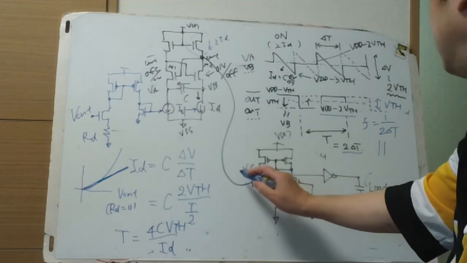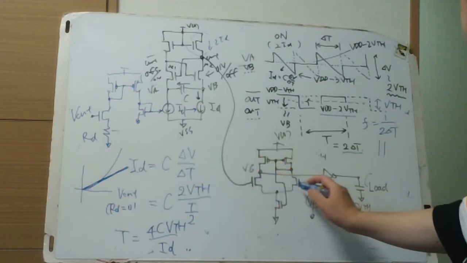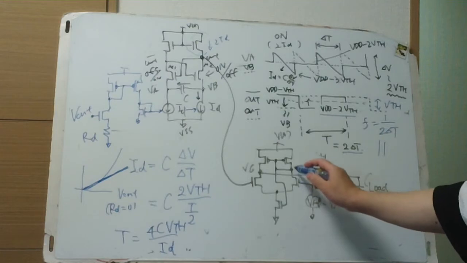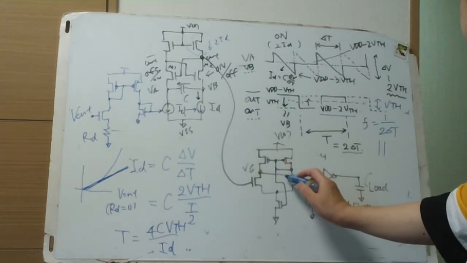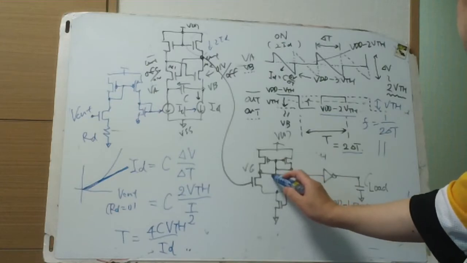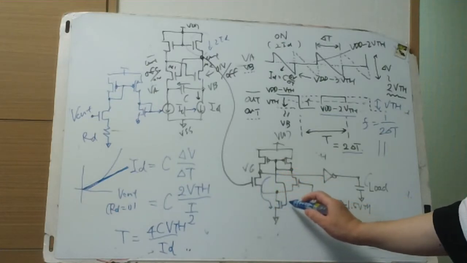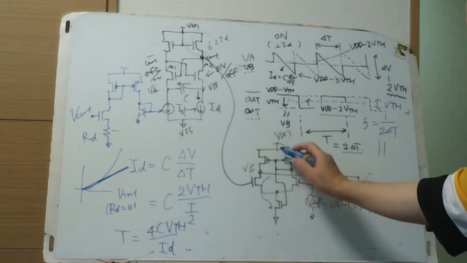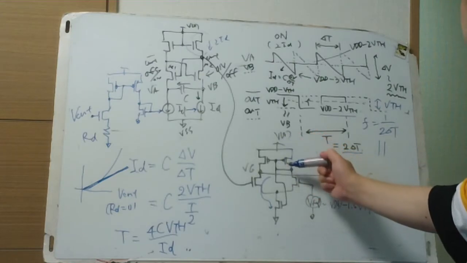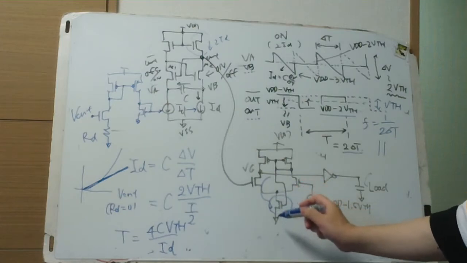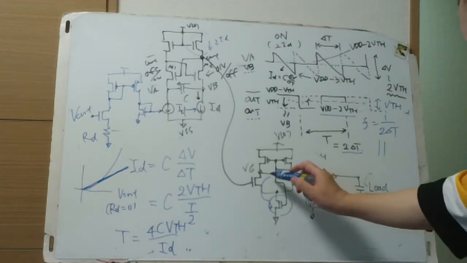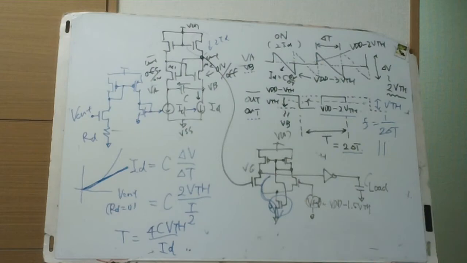When this is high, this is on and this is off, and this is going high and this is off, and this is pulled down from here to here, and this is off. So this is nearly VDD minus VTH, this is fully on, and this can draw a big enough current, and this pull down is first.